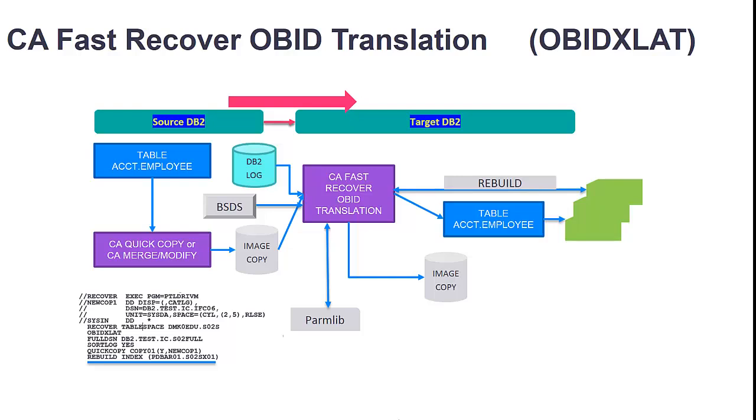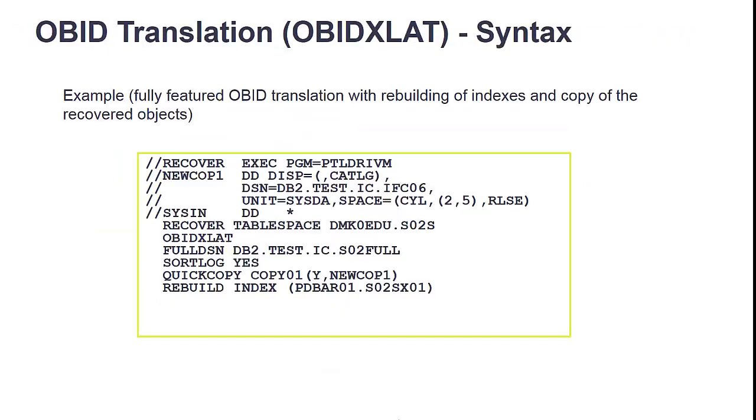Now let's take a look at the fully featured syntax for Object ID translation, including rebuilding indexes and copying the recovered objects. Because the tablespace we are recovering has always contained only one table, the Object ID translation keyword, or OBIDXLAT, automatically retrieves the object ID for the original table and the new table. Next, we'll discuss the options for Object ID translation.